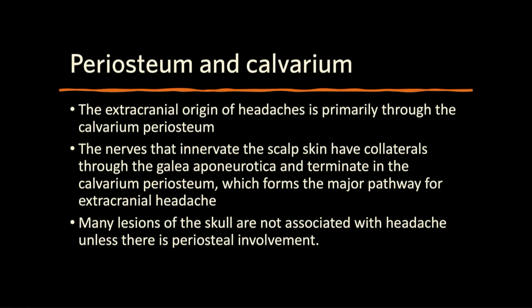So the periosteum and the calvarium, guys, extracranial headache is being talked about a lot. These things that stimulate the scalp and the skin in the scalp, some of you may have experienced scalp headaches and things like that. These nerve endings come down to the periosteum of the calvarium. So when you talk about the skull, this is very important. It's the periosteum that causes headache, not the diploic space, but the periosteum of the skull.